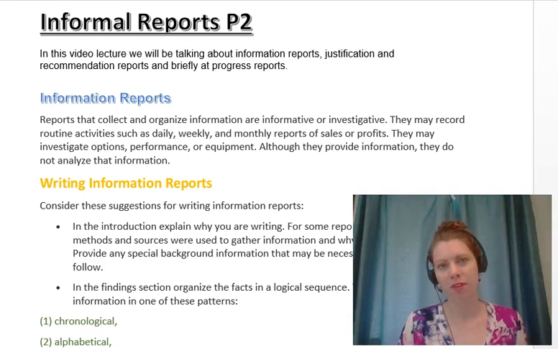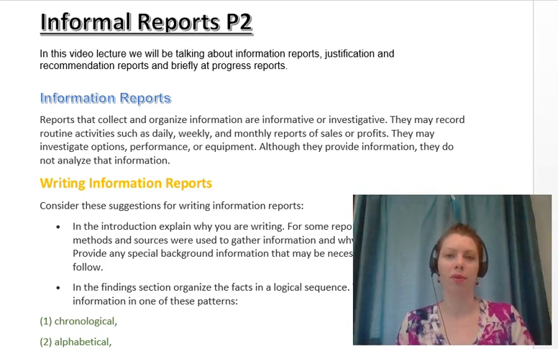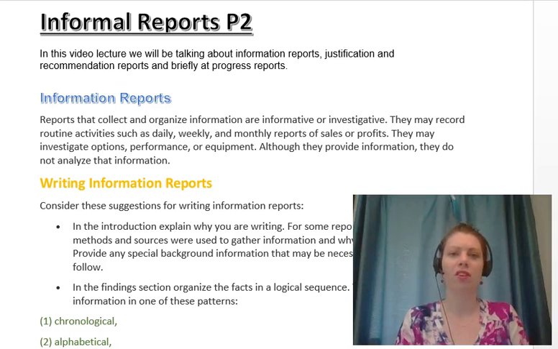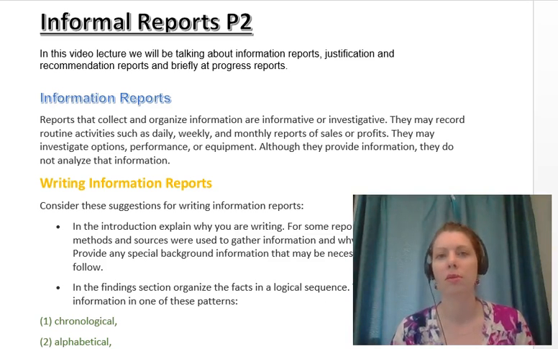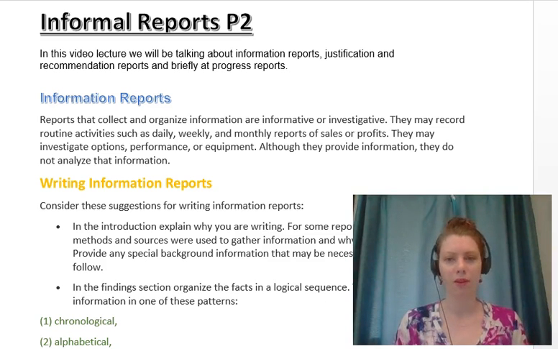Today we will be finishing informal reports. So we'll be talking about information reports, justification and recommendation reports, and briefly about progress reports. Alright, so let's get started.